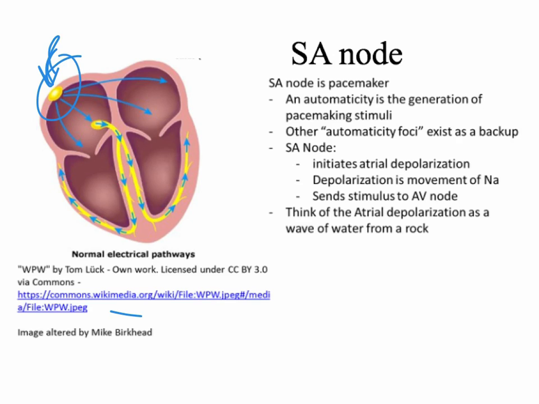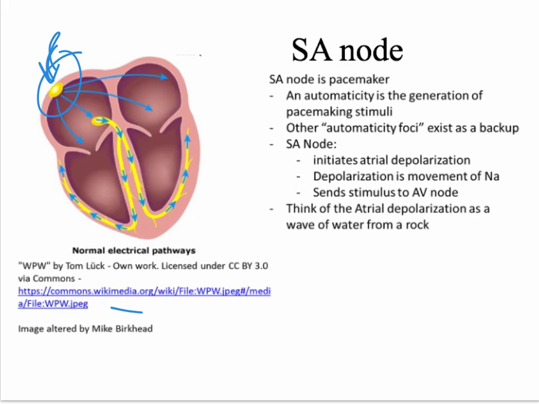So if we think of it as duration of time, the SA node just takes a little bit of time to go off, and this backup automaticity foci takes longer. Every time we get to this point of time, the SA node is going to shoot up and reset that one so that it never actually goes off as long as the SA node is working. And that's basically what I've said. The SA node's the pacemaker. Others exist. They're only as a backup.